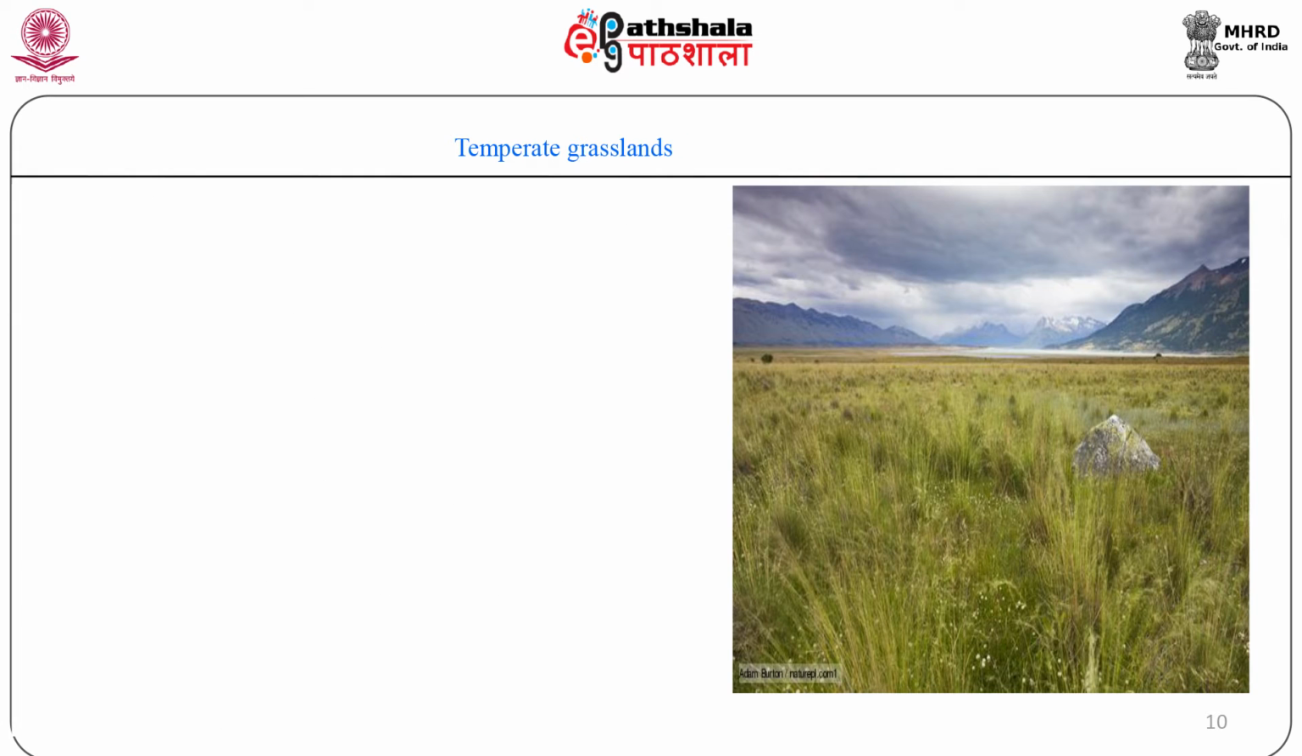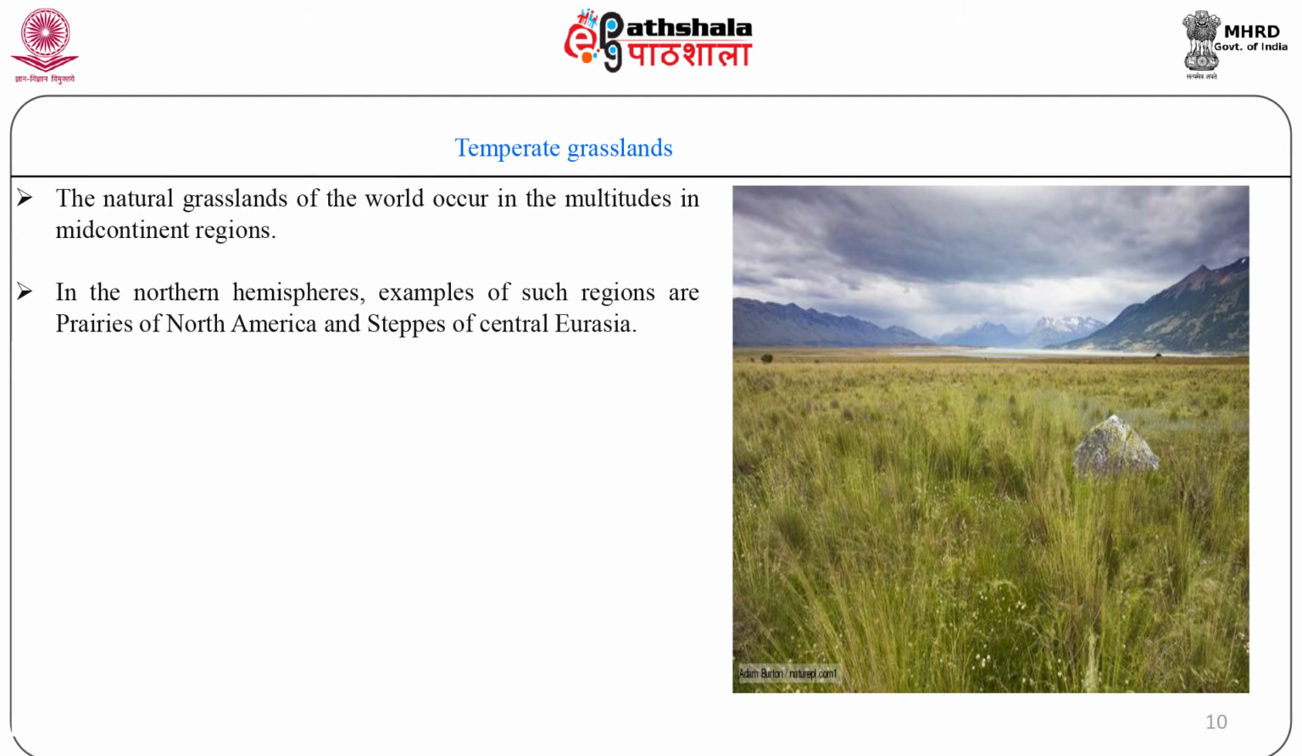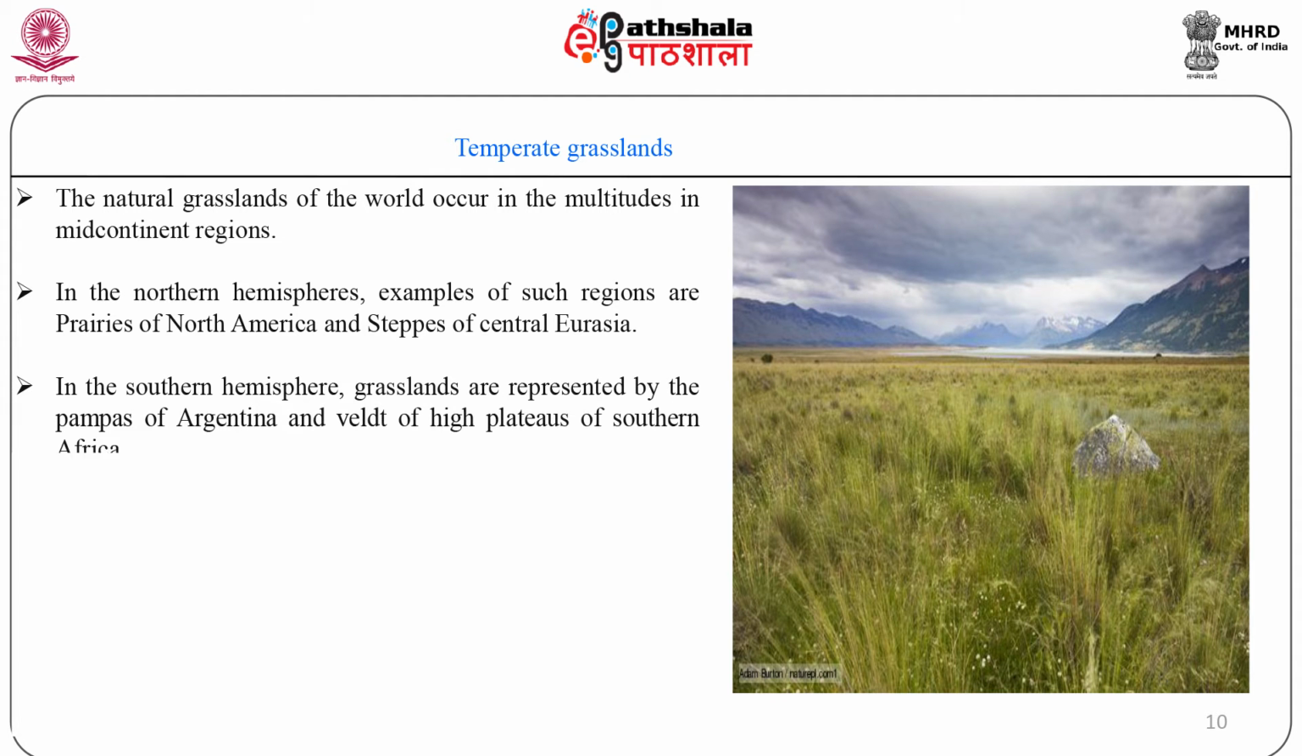The temperate grasslands. The natural grasslands of the world occur in multitudes in mid-continent regions where annual precipitation declines as air masses move inwards from the coastal environments. In the northern hemisphere, examples of such regions are the prairies of North America and the steppes of Central Eurasia. In the southern hemisphere, grasslands are represented by the pampas of Argentina and the high plateaus of southern Africa.